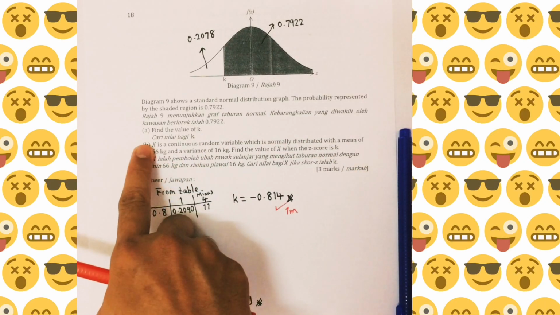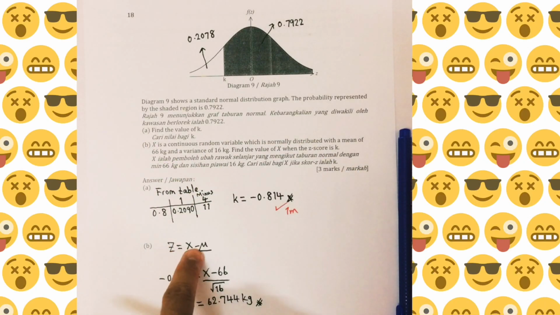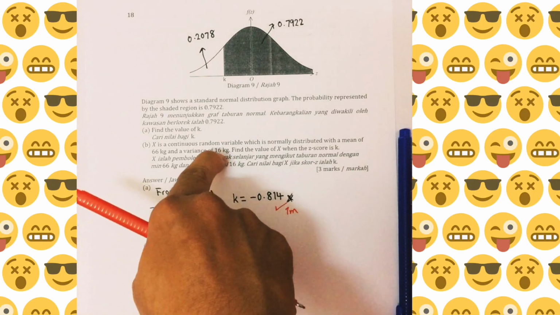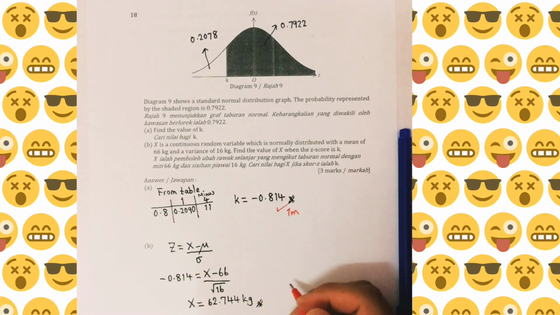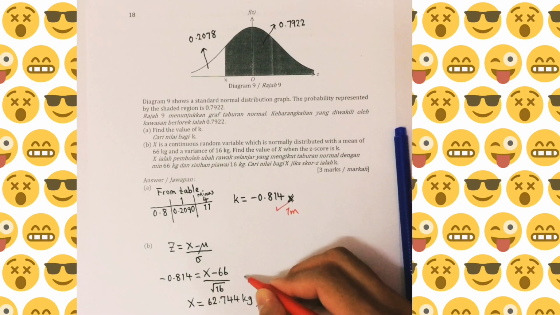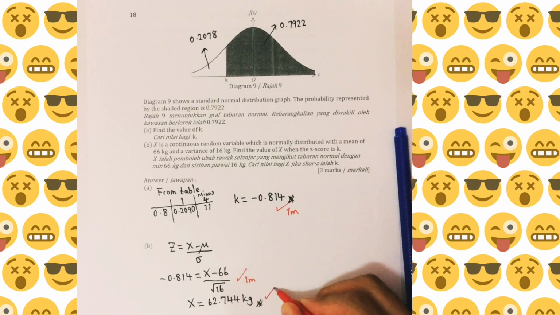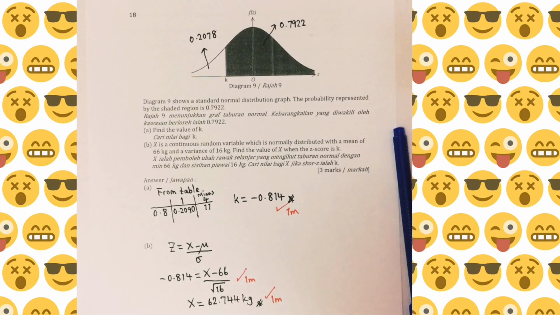Okay, now to solve question B, you have to use this formula z equals to x minus mu over sigma. But be careful, your sigma will be in red. This is variance. Your sigma is standard deviation. You got to square root that 16. So if you use this formula, you substitute in the values. You take this one, substitute here, and then should be square root here, and then you cross multiply, and then you plus 66. It will give you the final answer. So 1 mark here, and the final answer is also 1 mark.